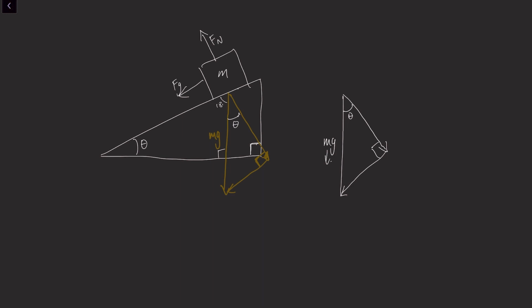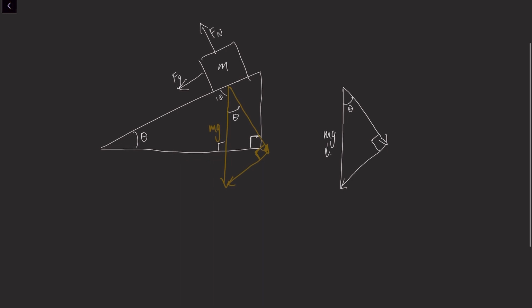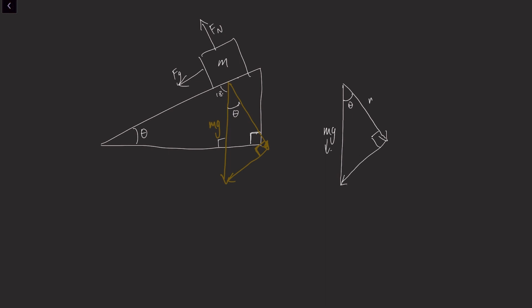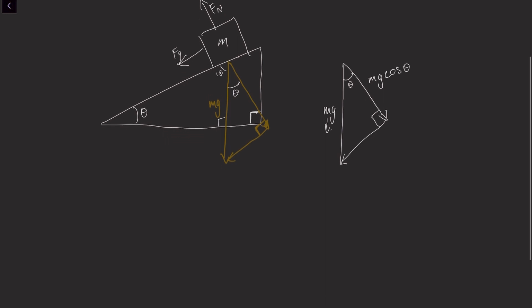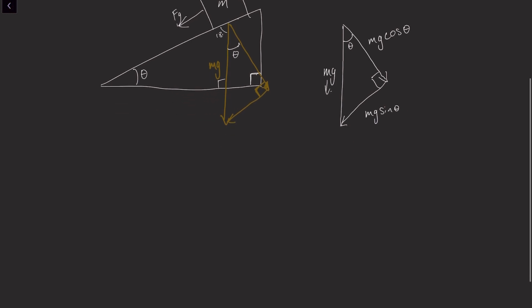So to find the top right side, what are we going to do? We're going to do mg, and this is the adjacent side to the angle theta, so it's going to be mg cosine theta, because mg is the hypotenuse. And then the opposite side to the angle is going to be mg sine theta, of course. So mg sine theta is the magnitude of that force that's going down the slope. This is parallel to the slope. So really, this is the equation that we're interested in.